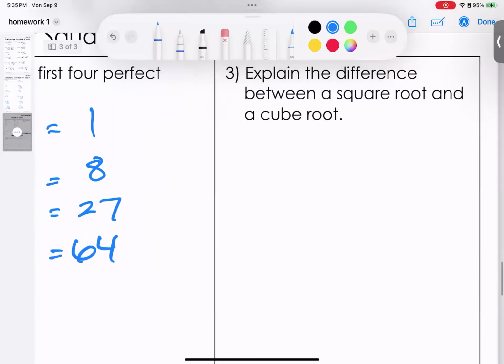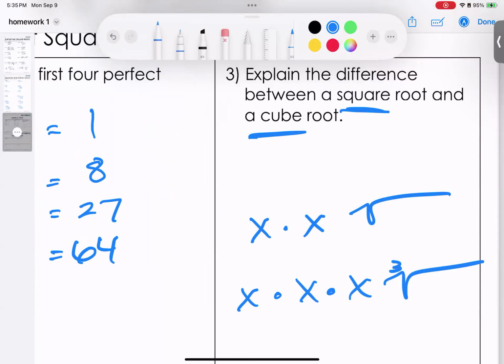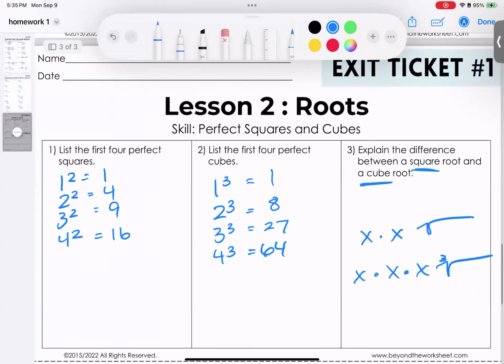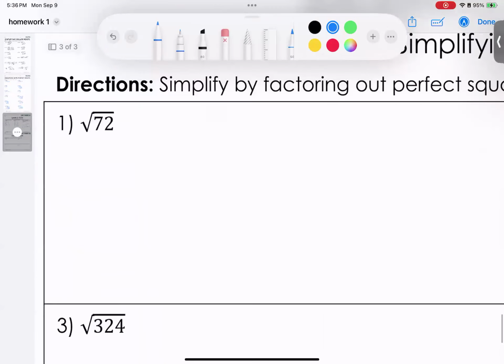What is the difference between a square root and a cubed root? A square is a number times itself. Cubed root is a number times itself twice. So this is going to be our square root, and this is going to be our cubed root. Last couple down here, simplifying them out.